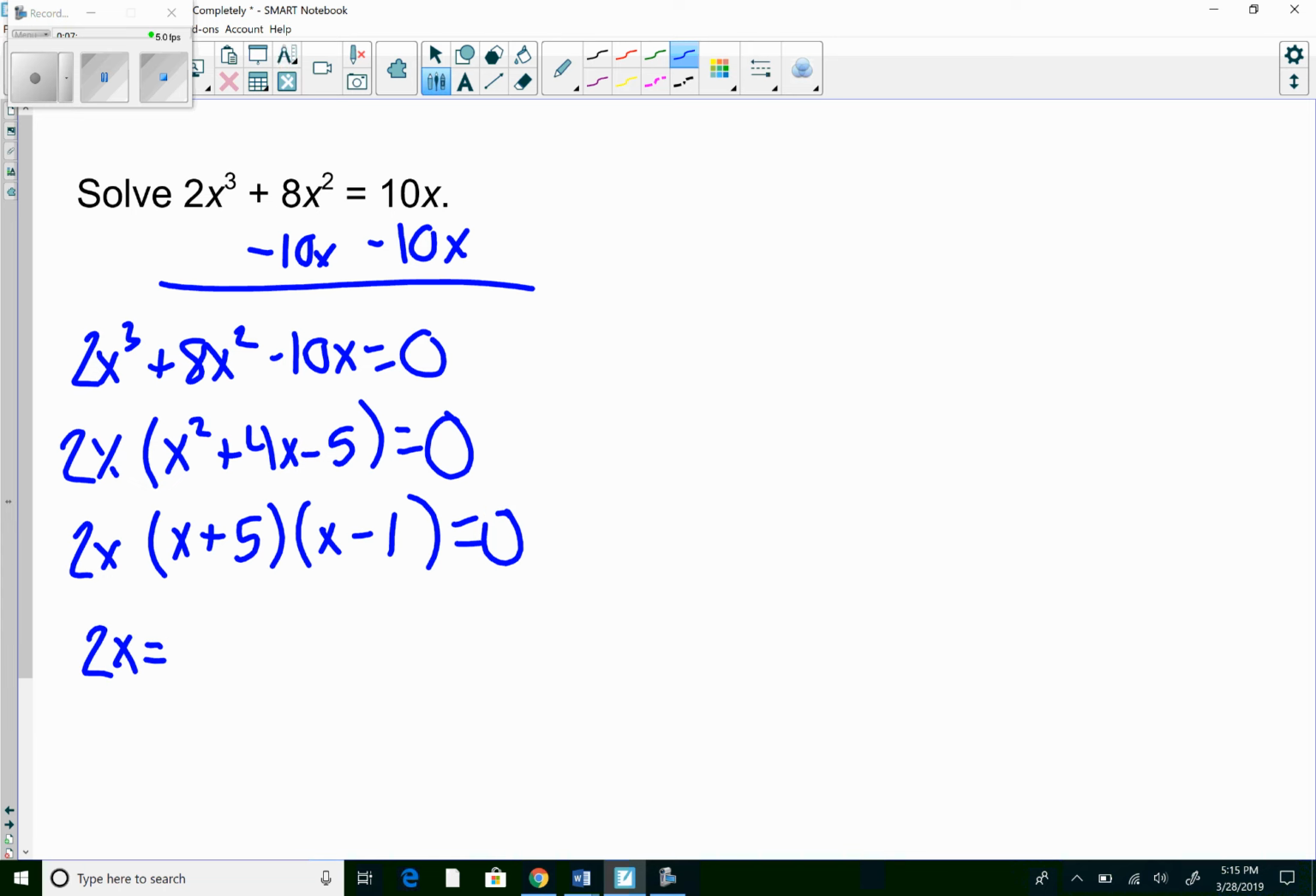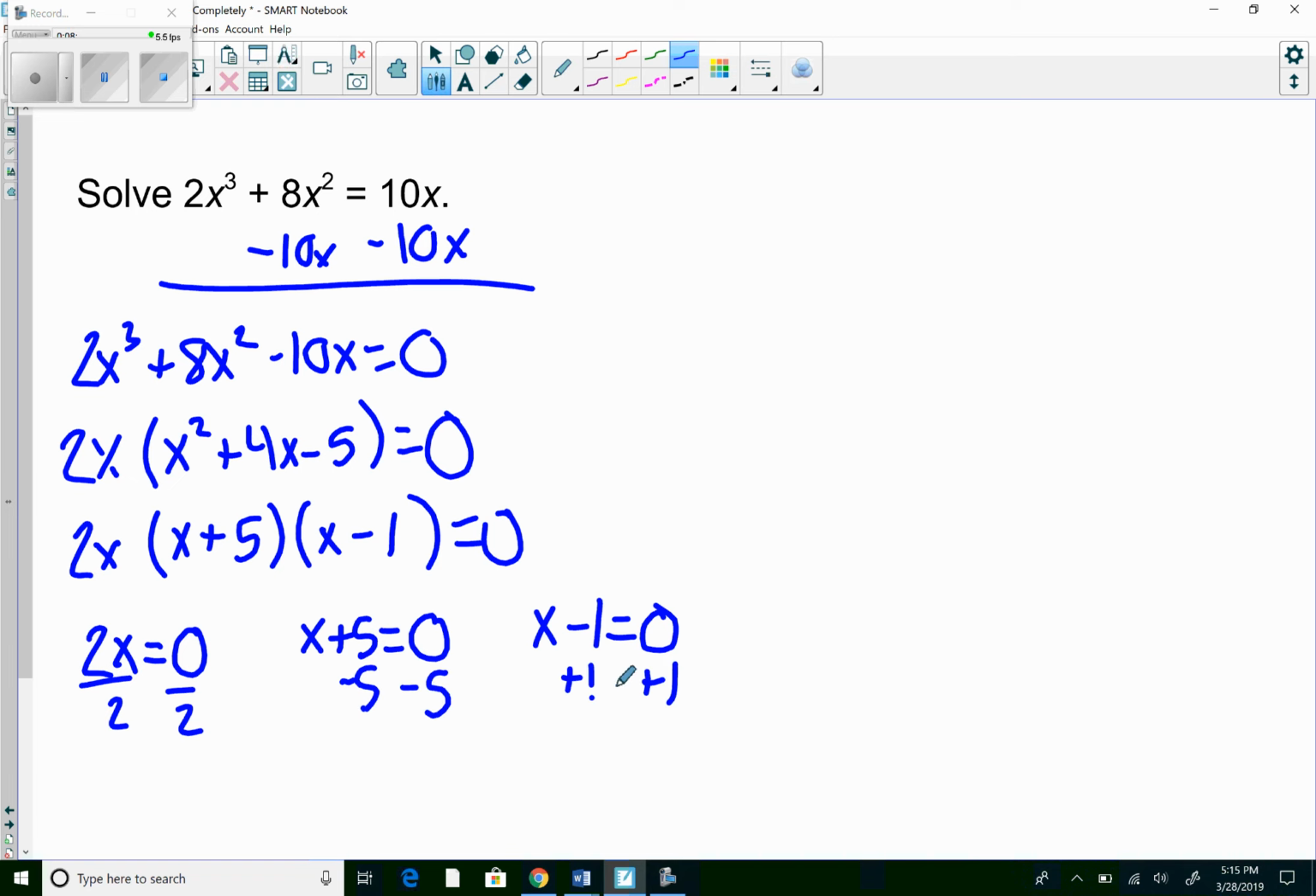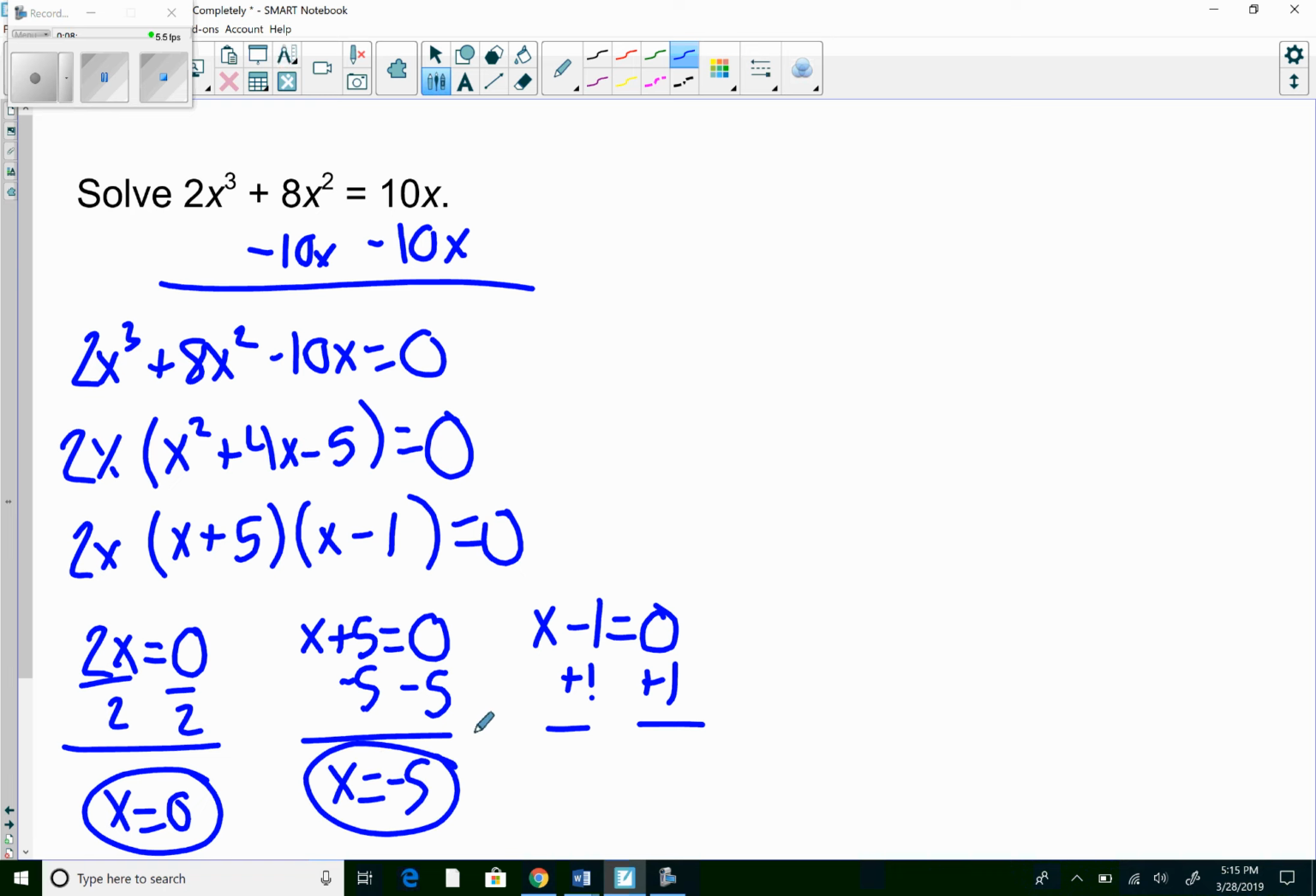So I'm going to take 2x and set that equal to 0. I'm going to take x plus 5 and set that equal to 0. I'm going to take x minus 1 and set that equal to 0. Let's solve each of these. Here I'll divide by 2. Here I'm going to subtract 5. Here I'm going to add 1. So I'm going to have x equals 0 for one solution, x equals negative 5 for a second solution, and then x equals 1 for my third solution.